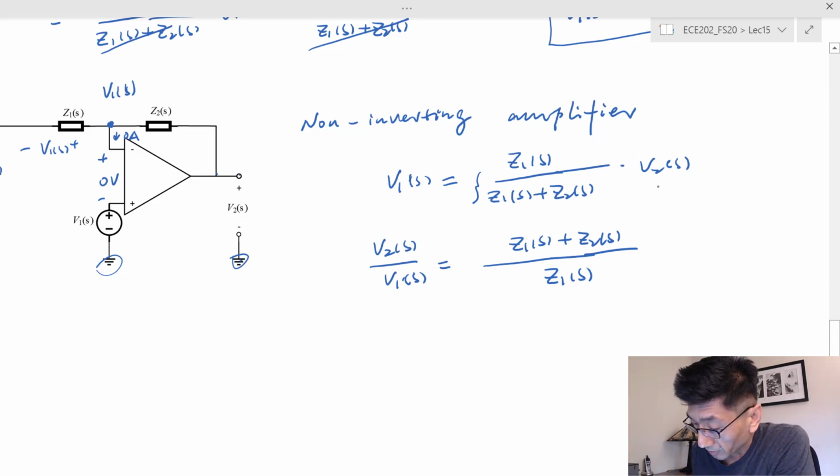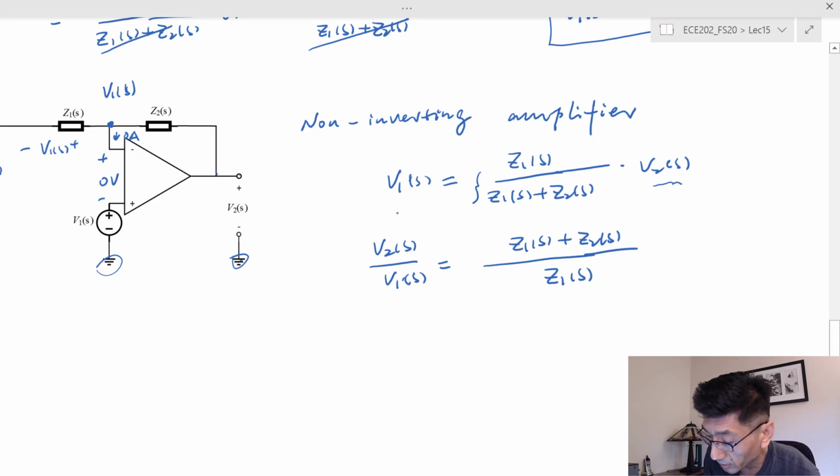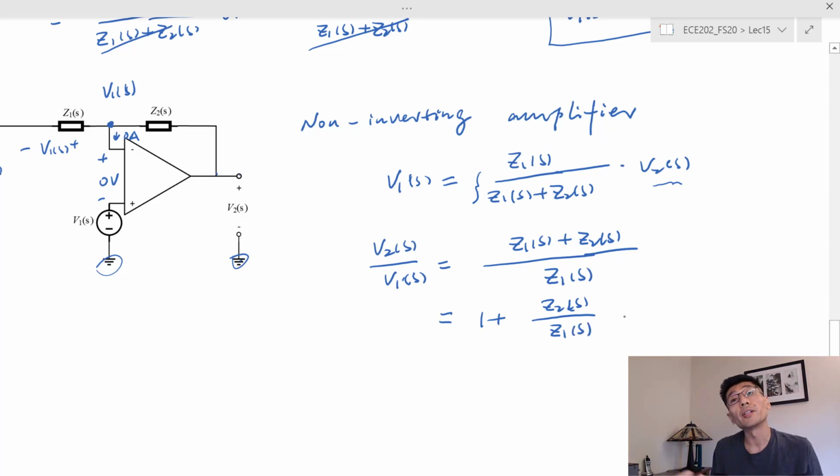Or alternatively, you can think about it this way: you divide V2 on both sides, and then you invert both sides, right? Either way will work. So in this case, we got Z1 plus Z2 over Z1. And we call it non-inverting because we don't have a negative sign there, right? So that's the basic op-amp amplifiers here. We're going to look at a couple of examples in the next video clip. Okay.